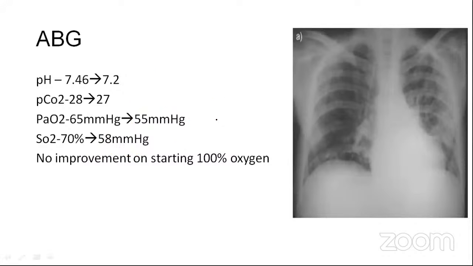Okay, so what do you think is happening here? What is exactly happening here? Okay, what are the complications of cirrhosis? Ascites. Ascites, good. Then hepatopulmonary disease. Correct. Hepatopulmonary syndrome. Excellent. So hepatopulmonary syndrome.